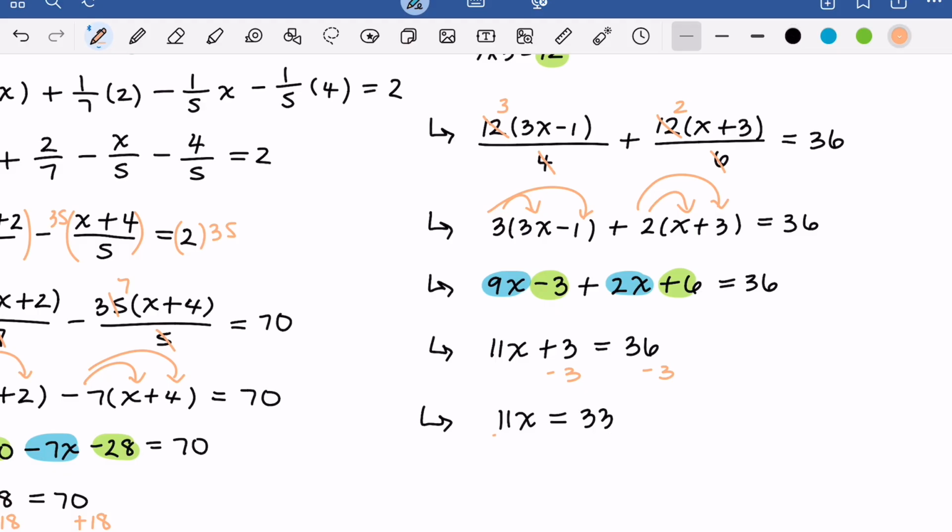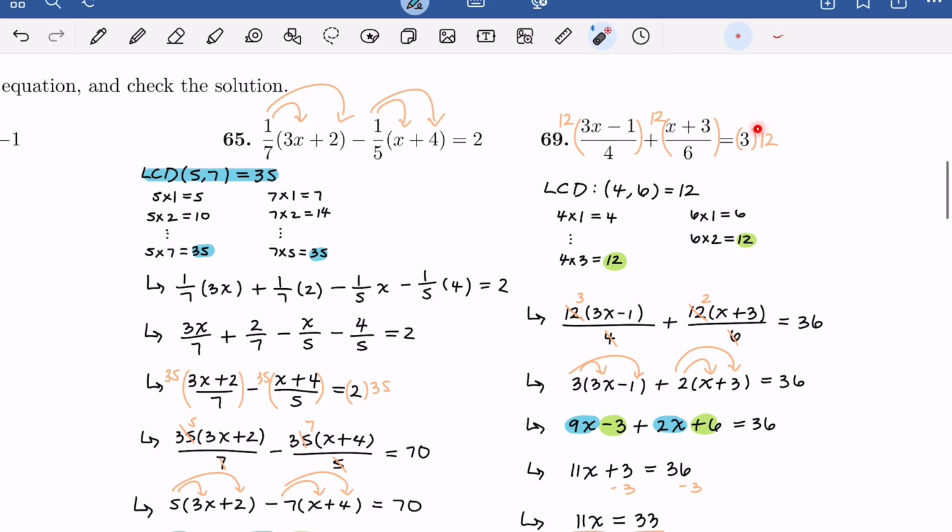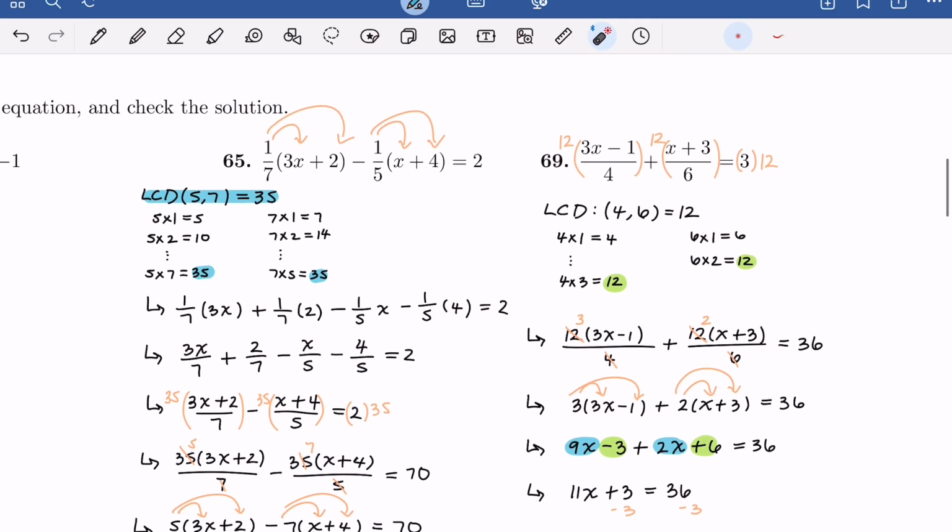And then our very last step here to completely isolate our variable, we're going to divide both sides by 11. This will give us x is equal to 3. Now again, I'm going to have you check that solution, but just take this x is equal to 3 and plug it directly into our original equation.